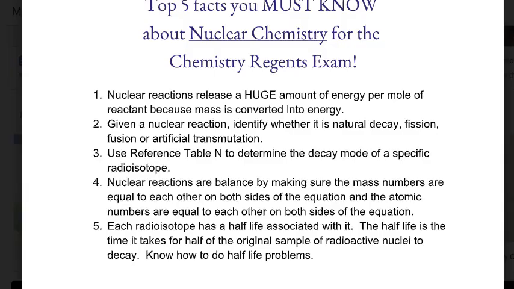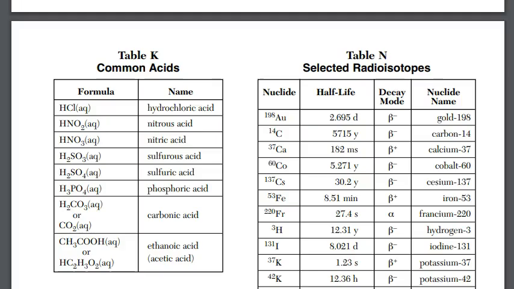For number 3, we have reference table N to determine decay modes, and it also gives us half-lives. And there's also table O, which gives us the identity of particles. So let's check that out. A radioisotope means it's radioactive, and a nuclide means, of course, it's a radioisotope. So these words are used interchangeably.